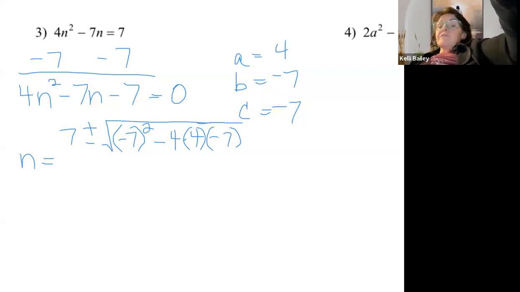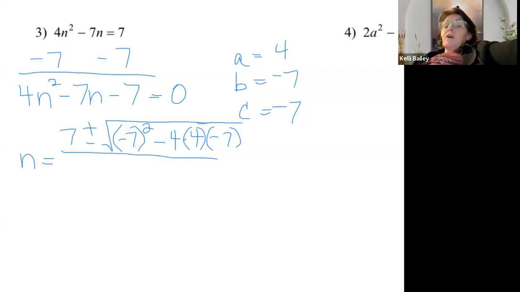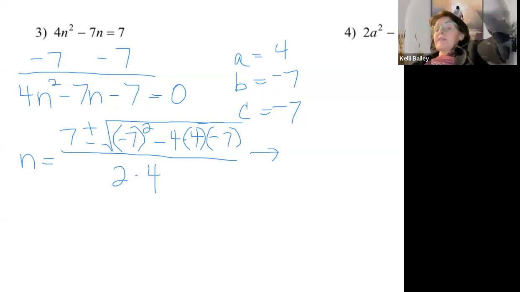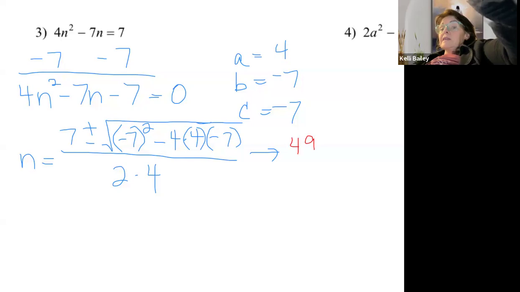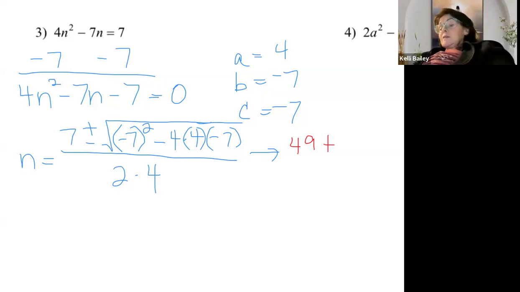I'm going to finish writing. That is your discriminant, all over 2 times 4. So I'm going to come out here and simplify that discriminant to the right. So negative 7 squared is 49. Minus a negative is going to give me a plus, 4 times 4 times 7.